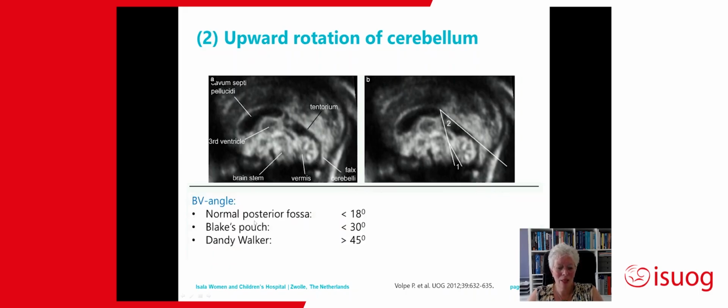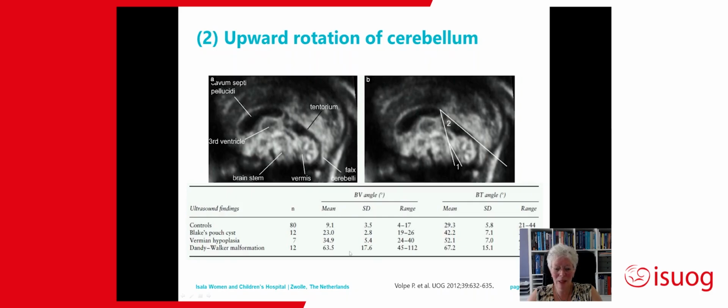If this brainstem vermis angle is below 18 degrees, you say it's a normal posterior fossa. If it's below 30, you have a Blake's pouch cyst, and if it's above 45 degrees, you have a Dandy Walker malformation. If you go back to this table again, you can see the Blake's pouch cyst, and the mean angle is 23 with a range between 19 and 26. And if it's a Dandy Walker malformation, the mean is 63 degrees, with a range of 45 to 112.